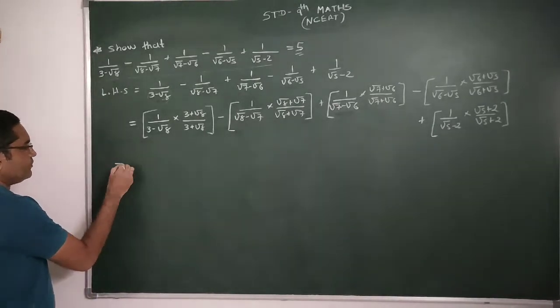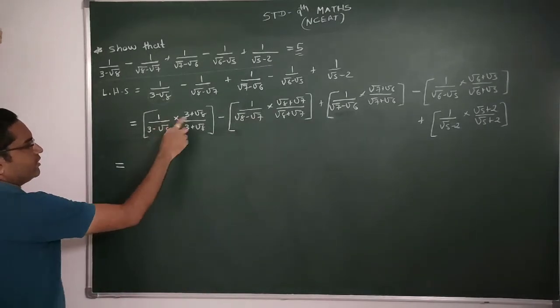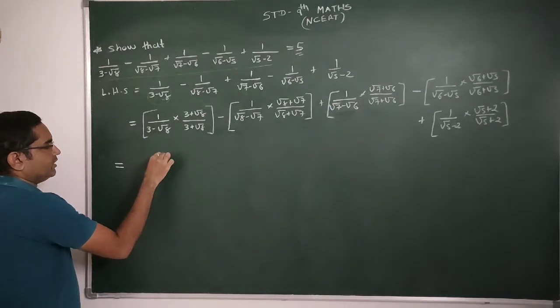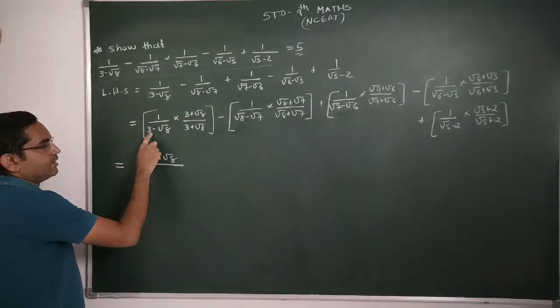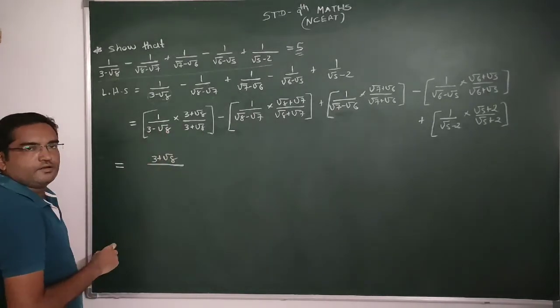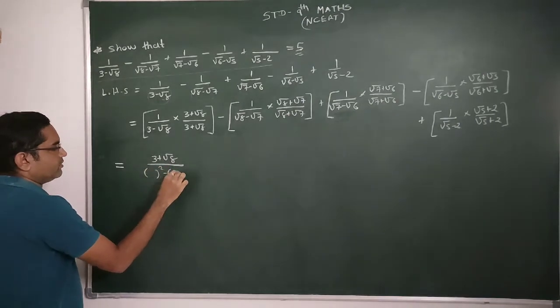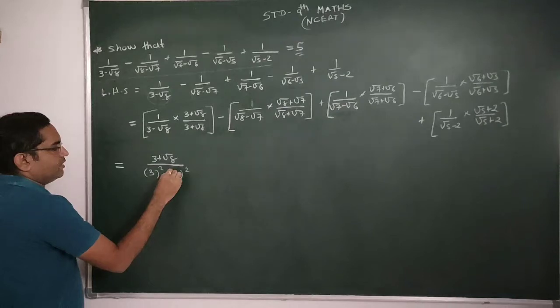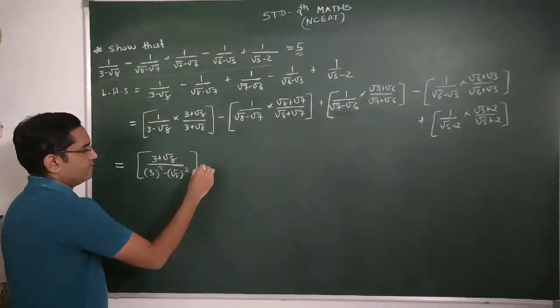Now the simplification of each of these 5 brackets. So the first one is 1 into the numerator 3 plus root 8, which is 3 plus root 8 divided by 3 minus root 8 times 3 plus root 8. So it's a square minus b square: first term square minus second term square. The first term is 3 and the second term is root 8 squared. This is the simplification of the first bracket.